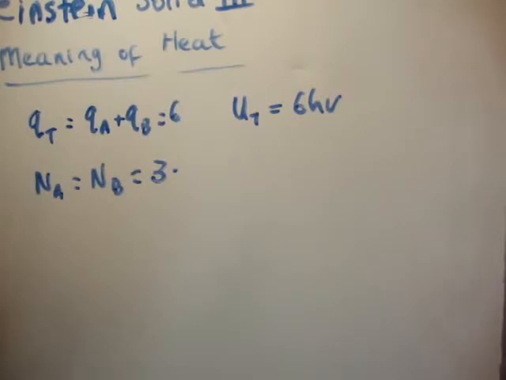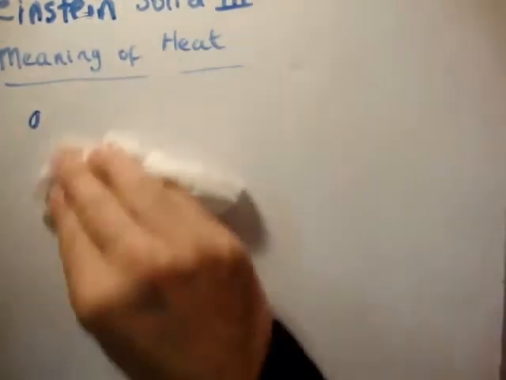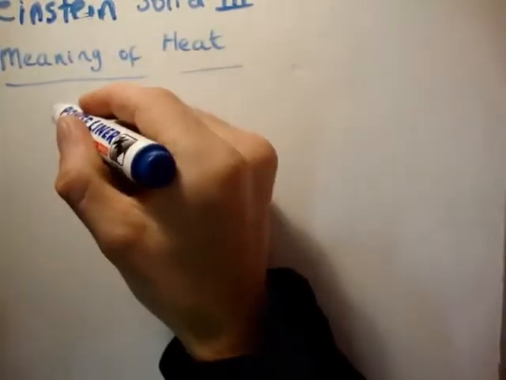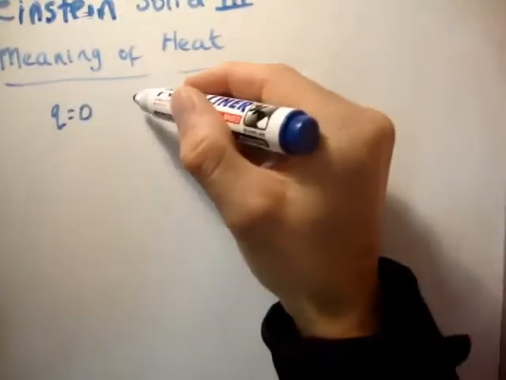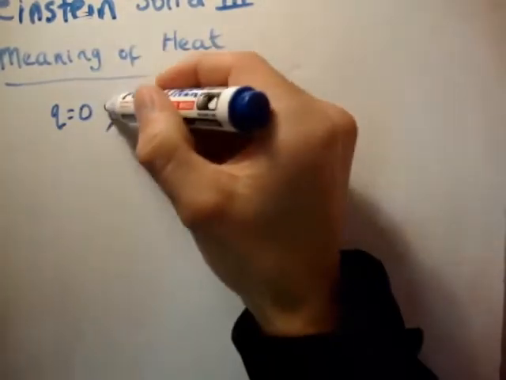Even though, to be honest, they would have more. So let's just go with that. What we're going to do is analyze the first Einstein solid first. There are between Q equals 0 and Q equals 6 possible states in this particular system.